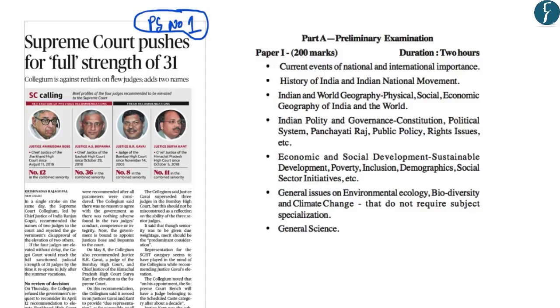And it talks about the full strength of the Supreme Court, that is 31 judges. Now, this is in news because recently the government had rejected or returned the advice of the collegium regarding the appointment of 2 new judges. However, the collegium has again asserted that the government cannot reject the suggestions which have been provided by the collegium.